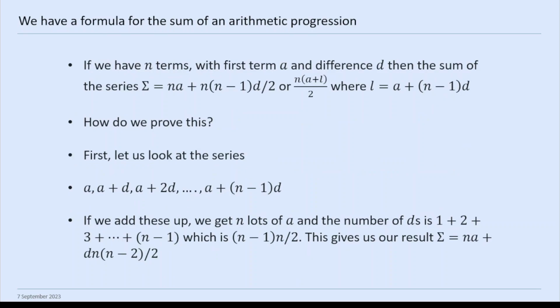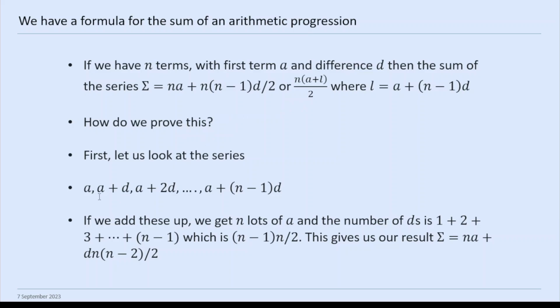Okay, we also have a formula for the sum of an arithmetic progression. So if we have n terms in our progression and the first term is a and the difference is d, then the sum sigma equals n times (a plus (n minus 1)d over 2), or n times (a plus l) over 2, where l is the last term. l is a plus (n minus 1)d. So there's this equation, or we can just say it's the average of the first and the last term times n, the number of terms. It's the number of terms times the average of the first and the last, which is a nice way to think about it. How do we prove this?